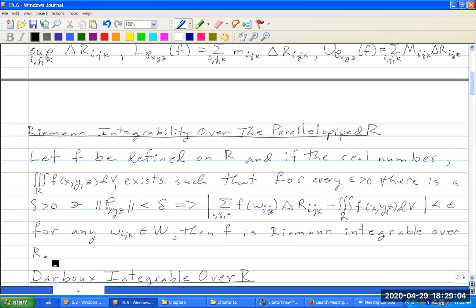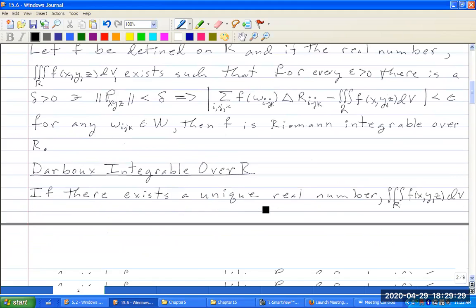So I already told you what a partition was defined as, and I told you what this was defined as. So I'm using the same notation as in the previous paragraph. Darboux integrability over R.